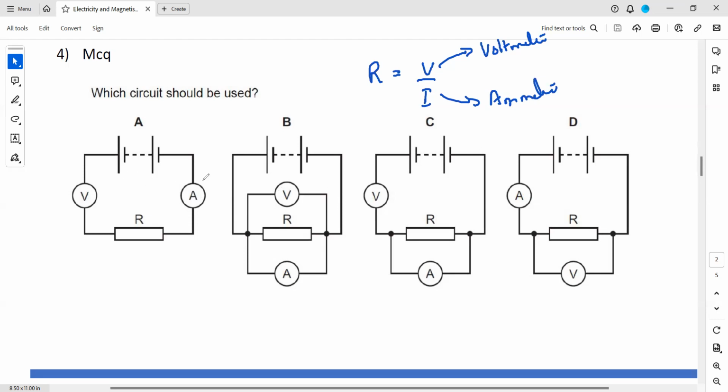So the position of the ammeter is correct, but the voltmeter is wrong. Here, the position of the voltmeter is correct, but the ammeter is wrong. Here, the position of the voltmeter is also wrong and the ammeter is also, because the voltmeter should be either above or below the ammeter, before or after. So here the ammeter is correct and the voltmeter is correct. That's why D is the right answer. Is it clear? Discussion?